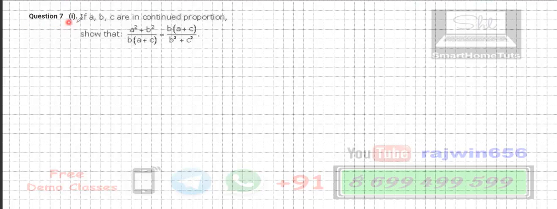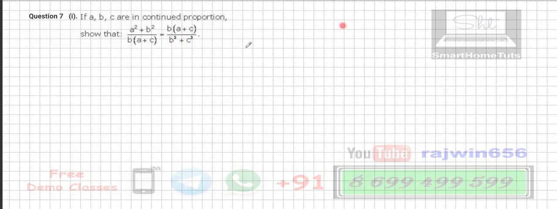Okay, question 7, first part. If A, B, C are in continued proportion, show that (A square plus B square) divided by B(A plus C) is equal to B(A plus C) upon (B square plus C square).